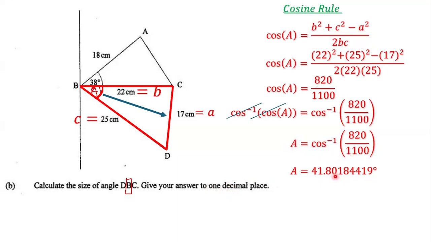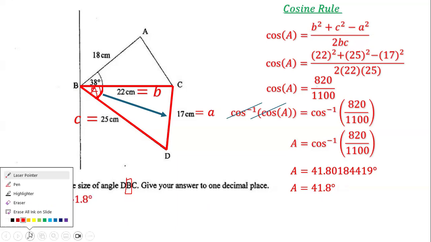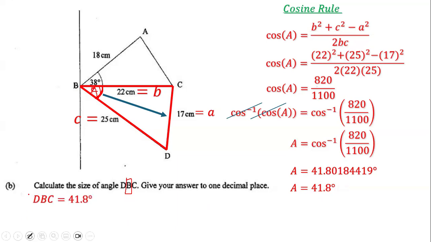So we cannot round up and we cannot add 1 to 8. So we just have 41.8 degrees. So that means that the size of angle DBC, correct to 1 decimal place, is 41.8 degrees.